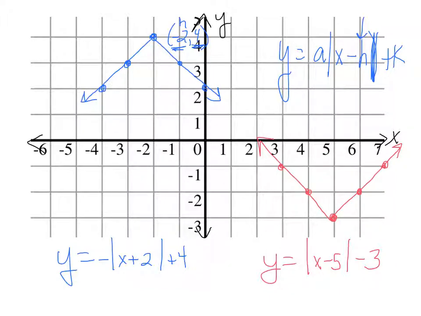Let's also just find the domain and range of each of these. So the domain on both of them is going to be x is all real numbers because the arrows both go both directions. They can be any number going to the right, any number going to the left.